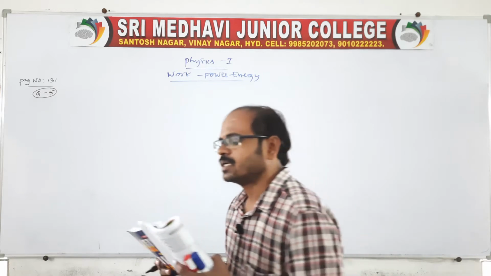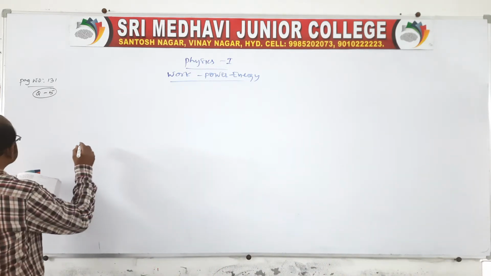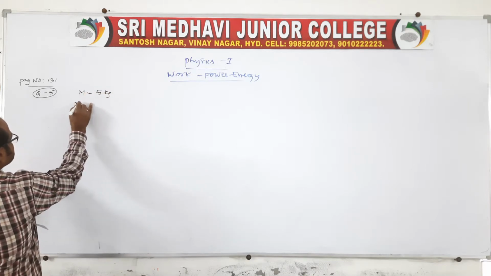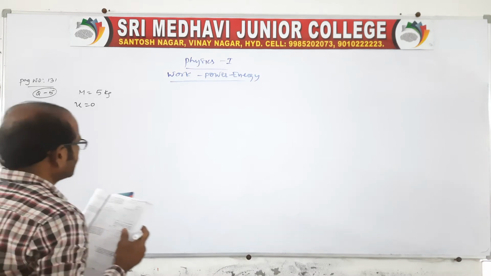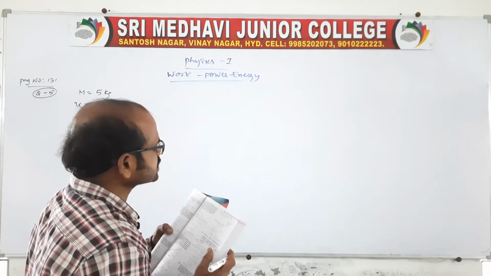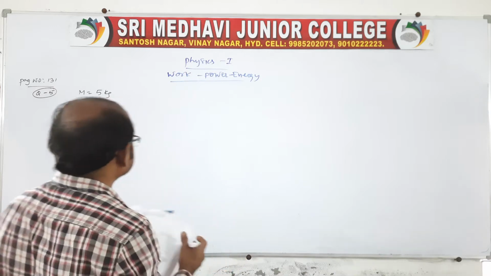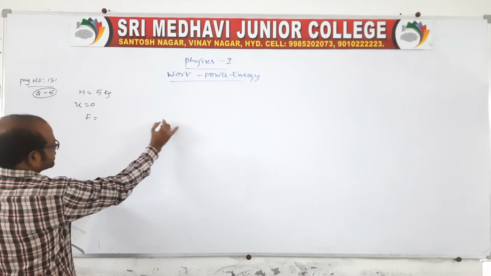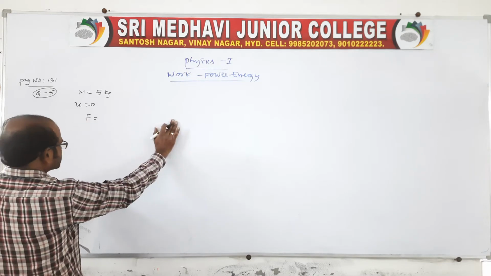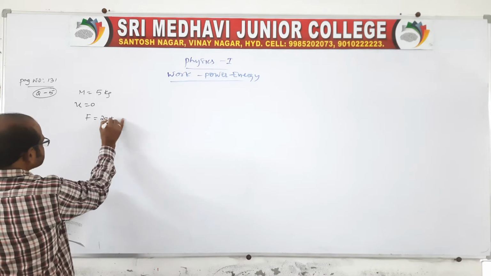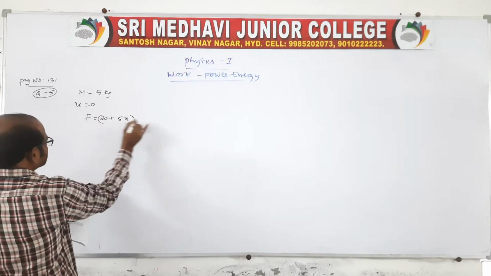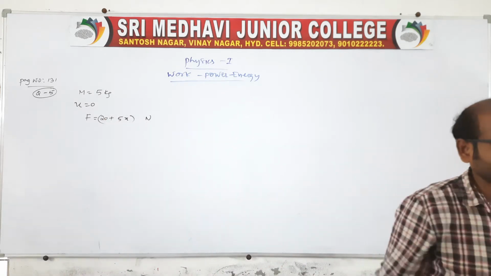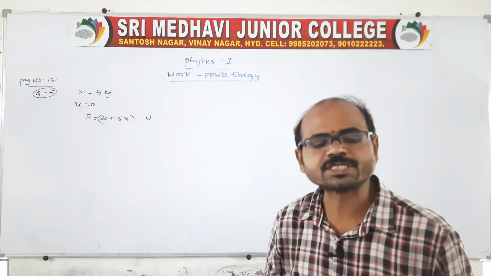So the given is a block of mass 5 kg, which is initially at rest, so u is equal to 0. It is acted on by a force along the positive x direction, from the origin. The force is 20 plus 5x Newton. The force is acting along the positive x direction from the origin.